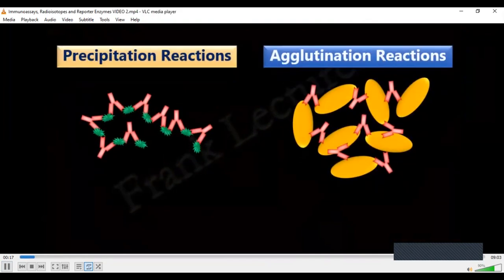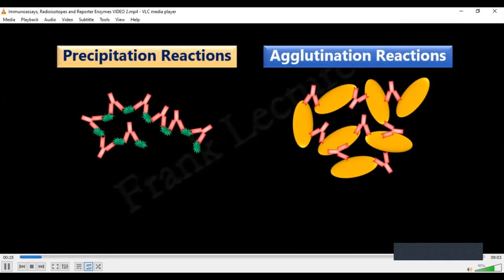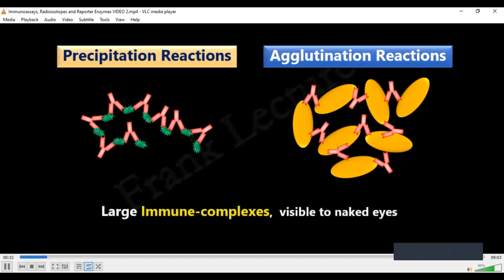In previous video lectures, we have covered immunotechniques based on precipitation and agglutination reactions. There we saw that antigen-antibody reactions result in the formation of large immune complexes, or antigen-antibody complexes. These immune complexes are large enough that we can observe them with the naked eye.